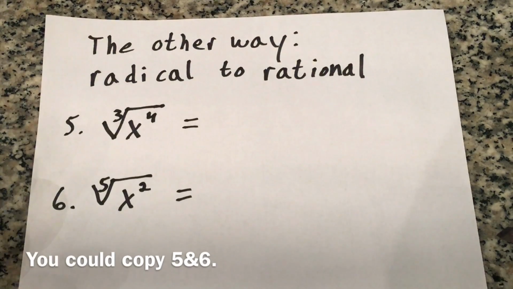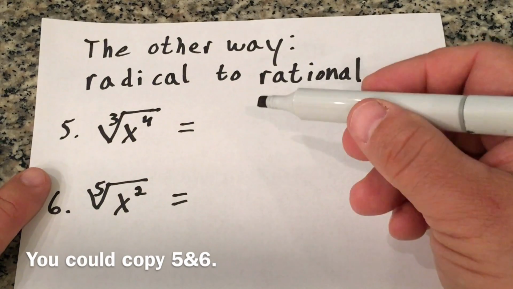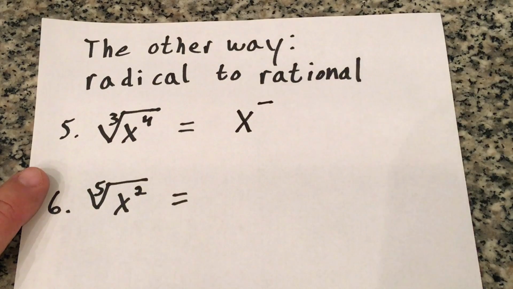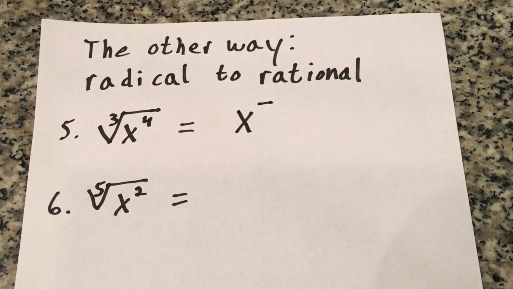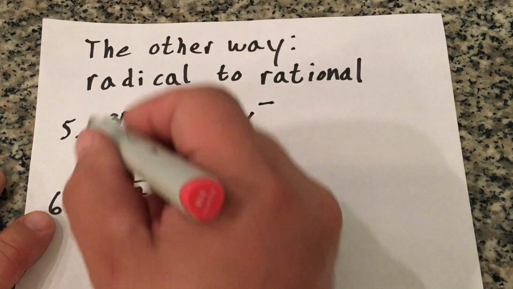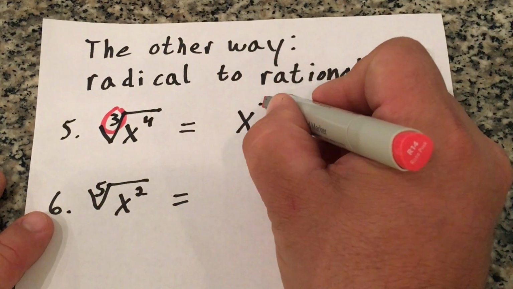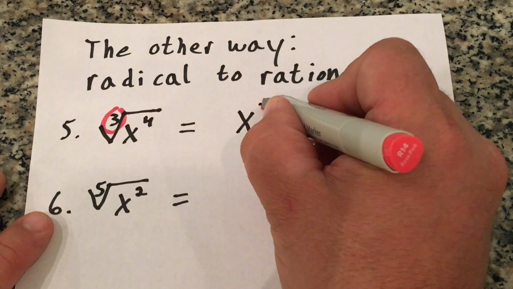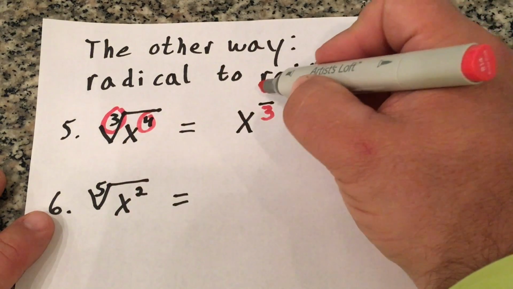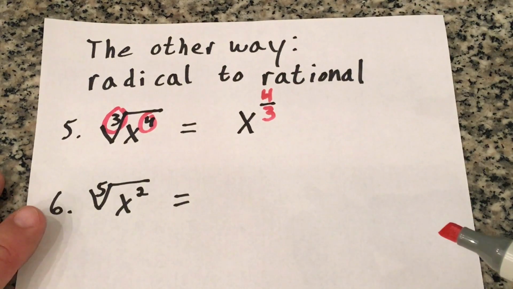So now we're going to go the other way. We're going to go from a radical to a rational exponent. So I'm just going to write the x down and then some fraction. Now I have to figure out what goes on the top of the fraction, what goes on the bottom of the fraction. What's in the bucket? Notice the 3 is in the bucket, so the index goes on the bottom. And then the 4 is going to be the top or the numerator of the fraction.